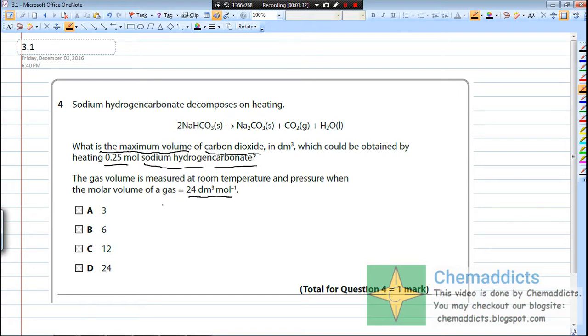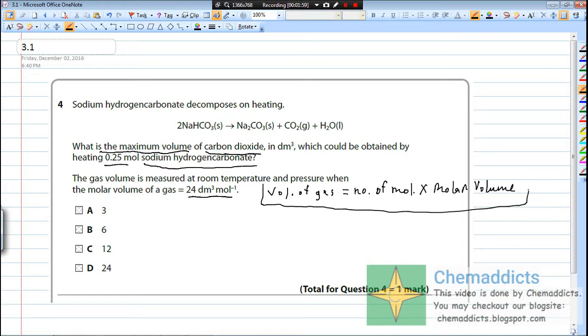So we should use this formula: volume of gas is equal to number of mole multiplied by molar volume. Okay. So we're gonna use this formula over here. As simple as that. Here we know about the molar volume, which is 24 dm cube per mole. We will also come to know about the number of moles, since the number of mole of sodium hydrogen carbonate is given.